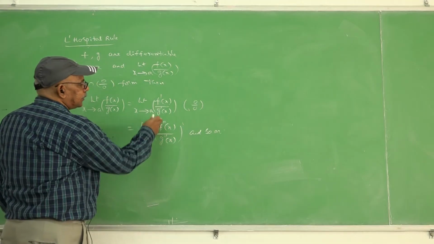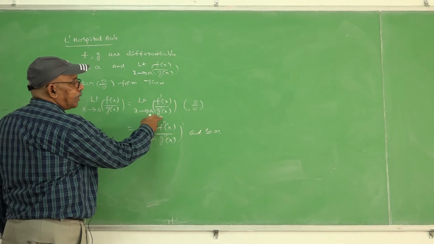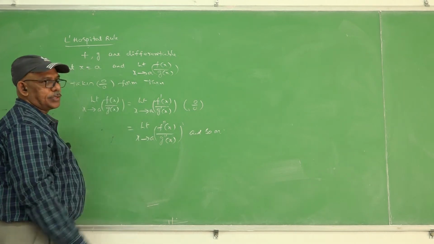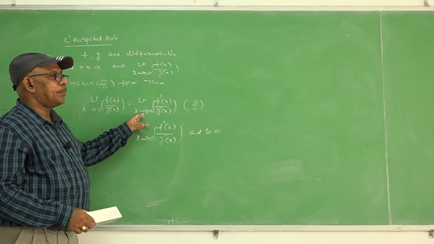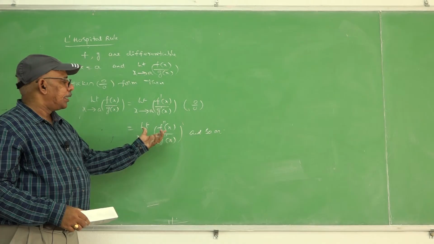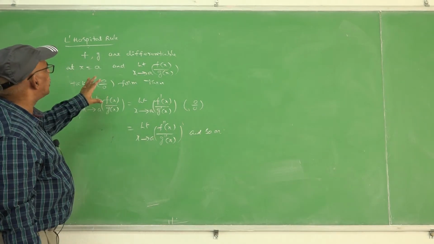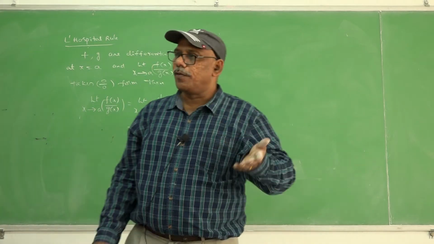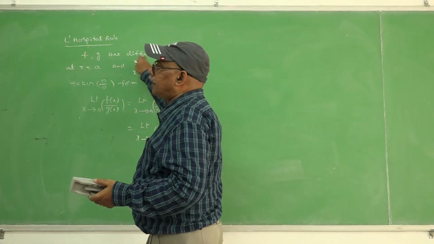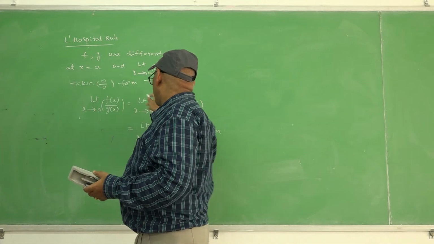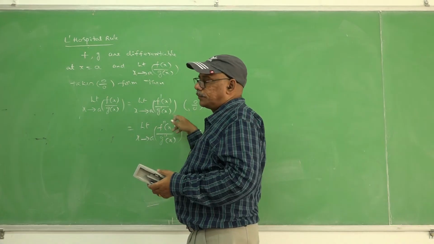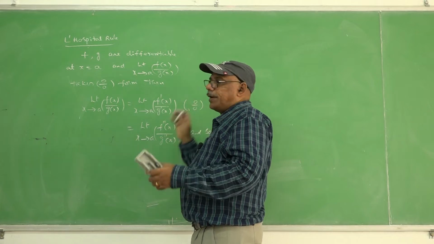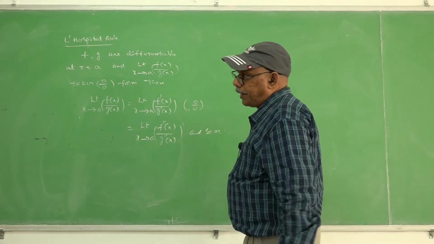This is valid whenever the denominator at a is not equal to 0. This process can be continued until the limit exists and the denominator is not 0. This is called L'Hospital's rule. Once f and g are differentiable functions, meaning individually you can find the derivative of f and g, the limit can be evaluated with the help of the derivative. That is the point here.